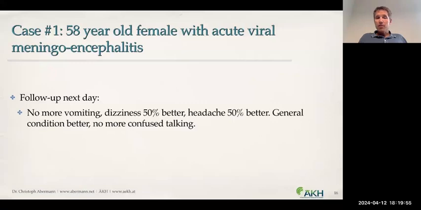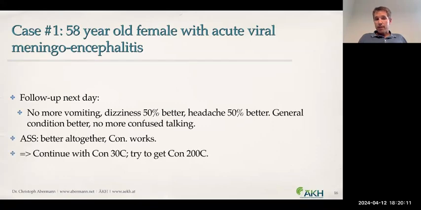Follow up next day, no more vomiting, dizziness 50% better, headache 50% better, general condition better, no more confused talking, which I thought was very important because it showed that the encephalitis got less. My assessment, she's better altogether, conium works. I told her to continue conium 30C and to try to get conium 200C because I was afraid of a relapse and of her not having a higher potency.